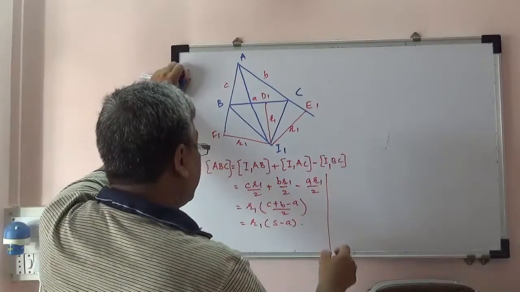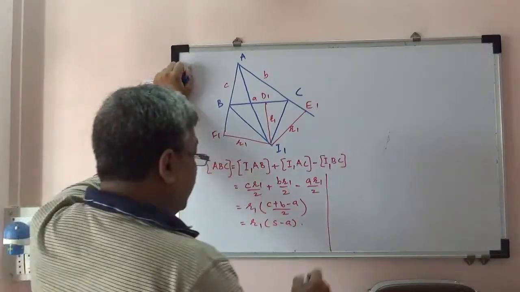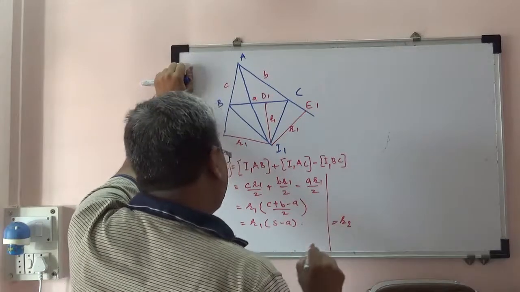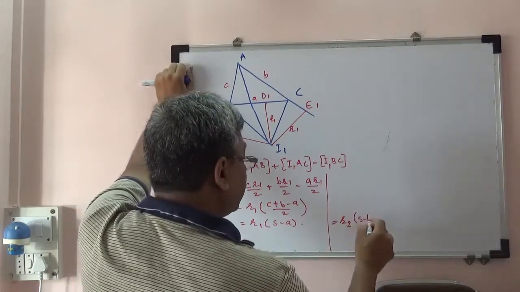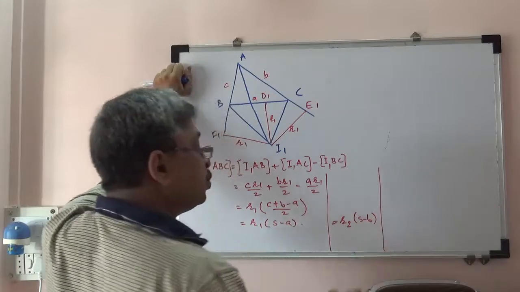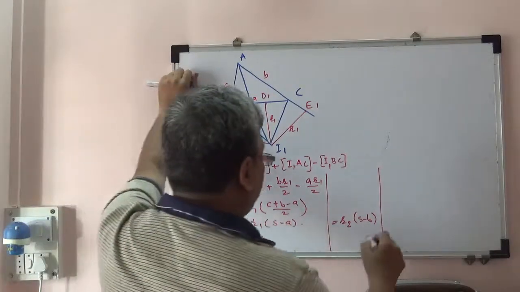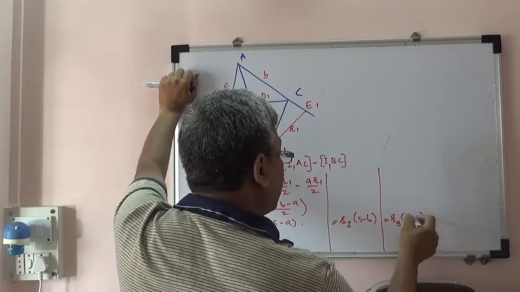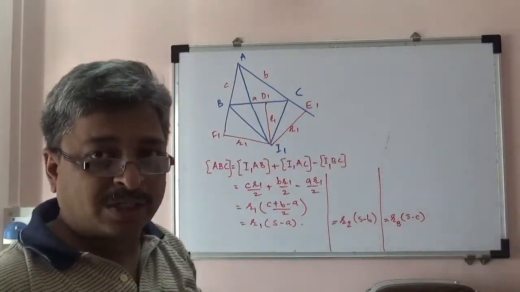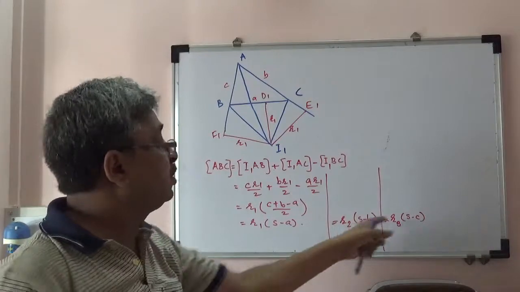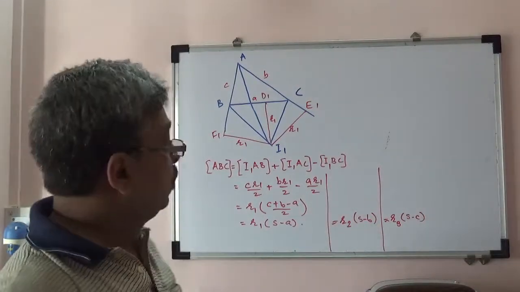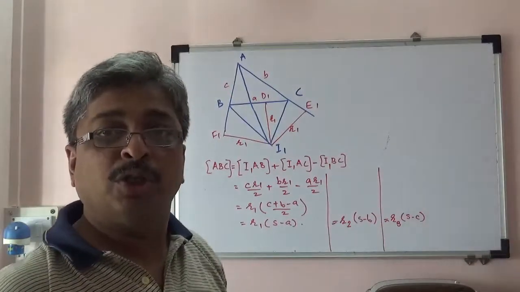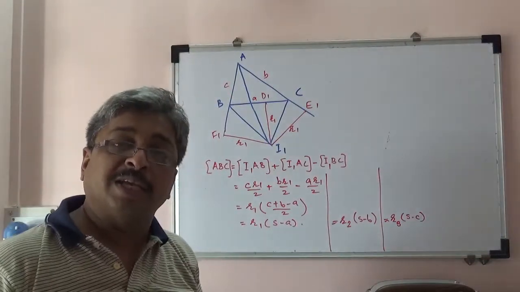If we do similar work opposite to B, we should get a formula for the area, R2 into S minus B. And if we do similar work opposite to angle C, we should get a formula for the area of the triangle, R3 into S minus C. Now, you have to try yourself whether you can find these two formulae independently. You have to figure out what happens if I draw the excircle opposite to B, which distances I can get.